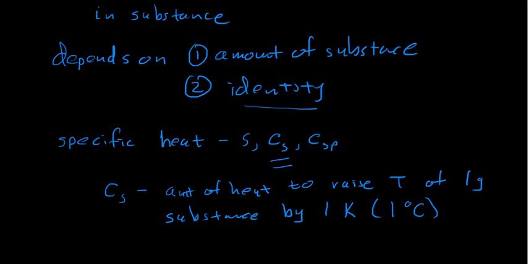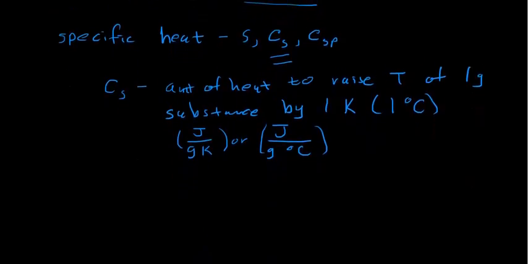Specific heat capacities then will have units of joules, so that's the amount of heat, per gram, because we're dividing by the number of grams that we have, and also we're dividing by the temperature in kelvins. Or because the Kelvin degree size and the Celsius degree size are the same, this can be joules per gram per degree Celsius as well. So either of those two units are exactly equivalent.